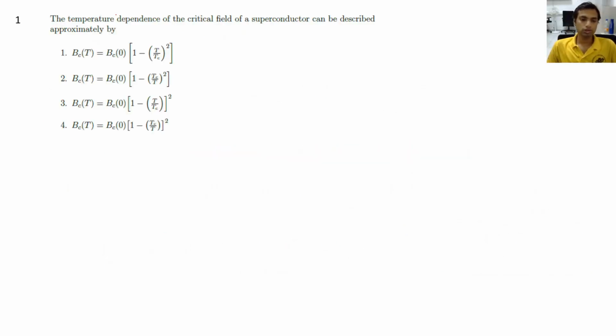So the first question is asking: what is the temperature dependence of the critical field of a superconductor, which can be described approximately by. So the correct answer is this. How does it look? With respect to temperature, it looks something like this.